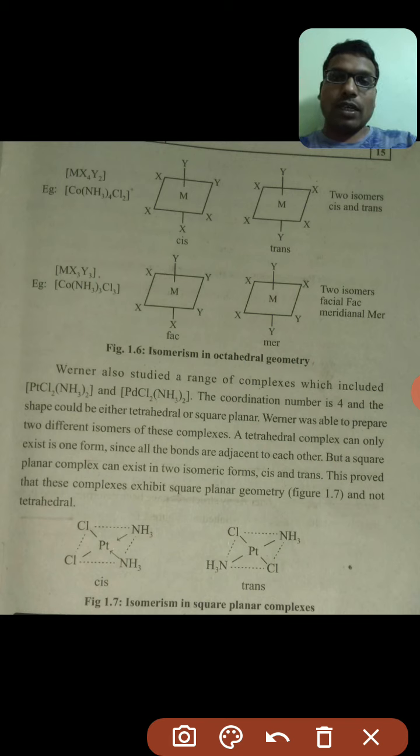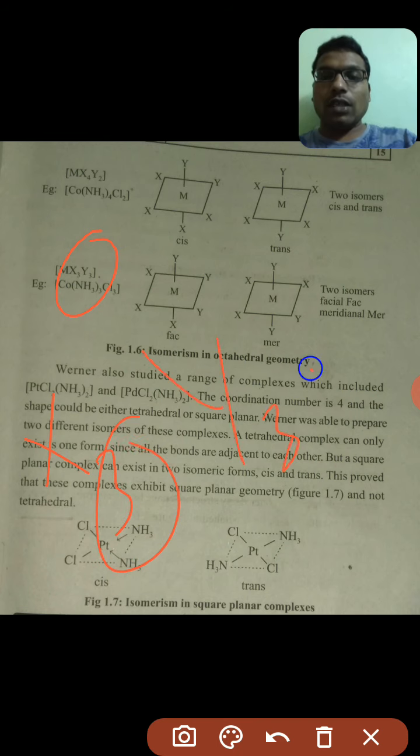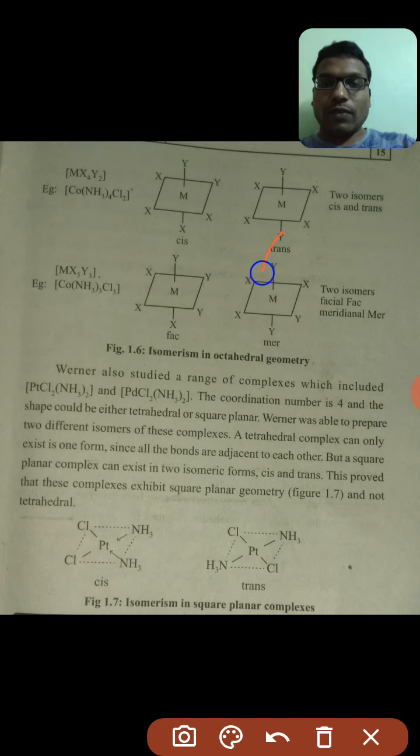So next we can write MX3Y3, where X is 3 and Y is 3. Here also the coordination number is 6. The 3 X ligands or 3 Y ligands are present on the same side, so that's why we call it facial. Here, when they are not present on the same side, with Y opposite, we call it meridional. Here also we can see two types of isomers. So this is regarding the coordination number 6.